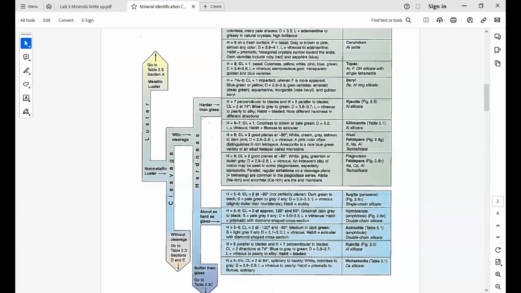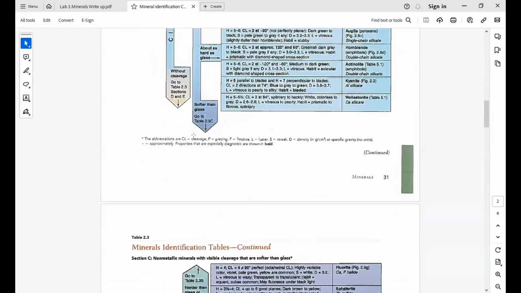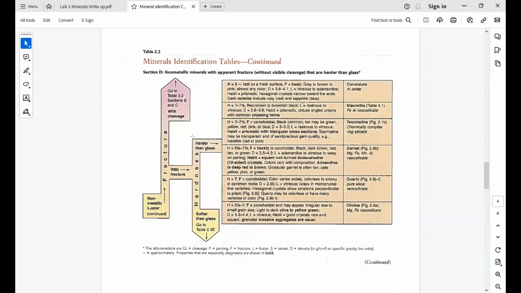What we have is a non-metallic mineral that is harder than glass, but has fracture. So we want to go to section D. Down here at the bottom, hardness of 6.5 to 7, conchoidal fracture, may appear irregular due to small grain size. Well, I don't know about that. Light to dark olive to yellow green, that doesn't work. So the next one up, hardness of 7, fracture conchoidal, color varies widely, colorless to smoky in common rocks.